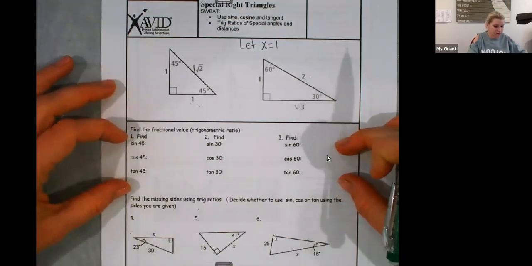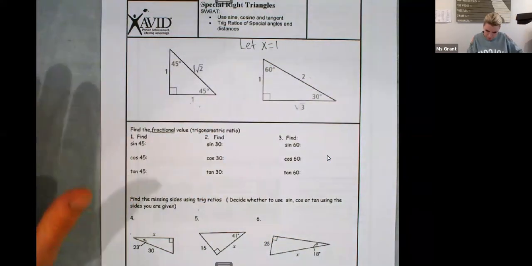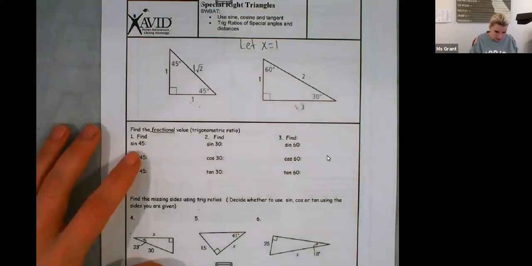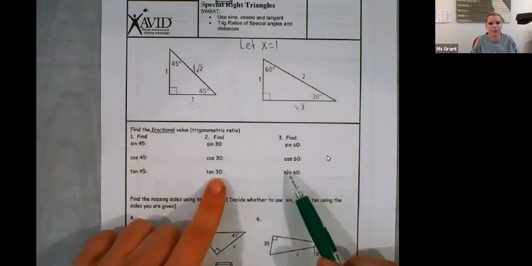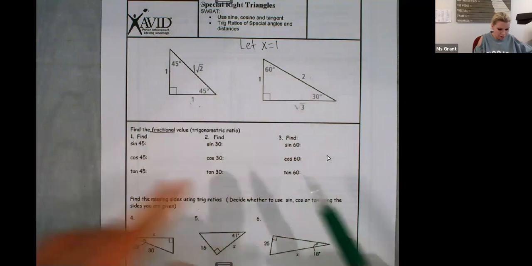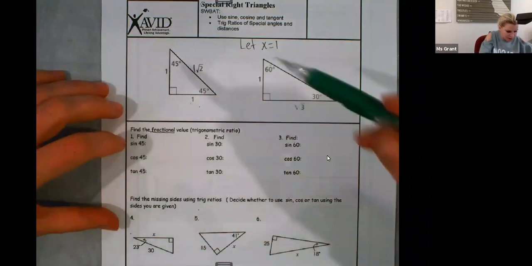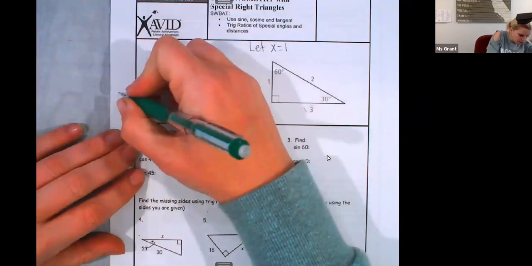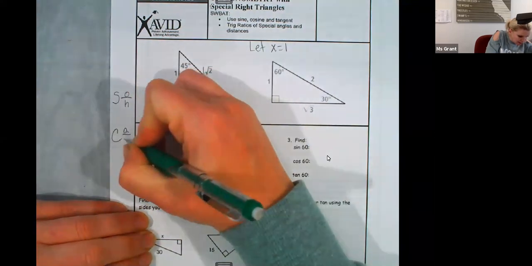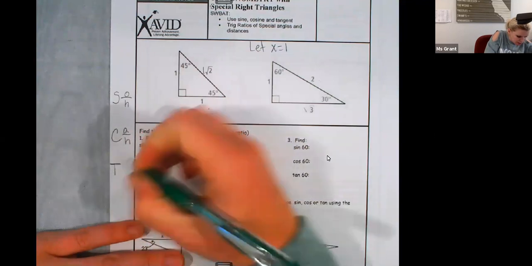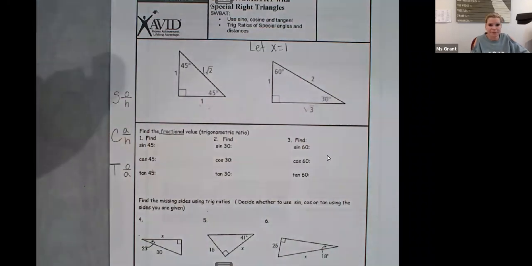Now, ratio is going to mean a fraction, right? Find the fractional value. I don't want a decimal. So looking up above, 45, 45, 90 is this right here. And these two are going to be from our 30, 60, 90 triangle. So our 45, sine of 45. Well, sine is opposite over hypotenuse. Do you need that on the side of your paper? Sine, opposite over hypotenuse. Cosine, adjacent over hypotenuse. Tangent, opposite over adjacent.